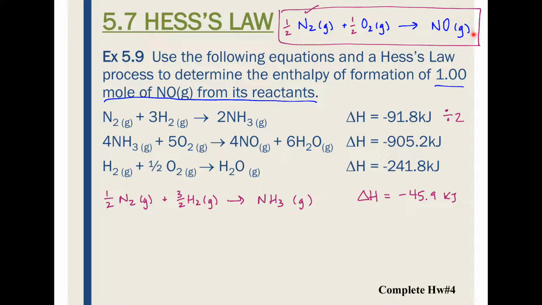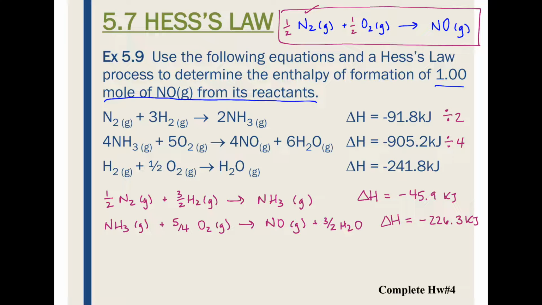Where do we see nitrogen monoxide gas coming from? Nitrogen monoxide gas is only showing up right here. So let's make it look like we need 1 mole as a product. Here it's a product, but I have 4 moles. So I need to divide all of this reaction by 4 to get the correct coefficients. So if I rewrite that, we get this. And our delta H, if we do negative 905.2 divided by 4, is going to give us negative 226.3 kilojoules. Okay, so there we are.